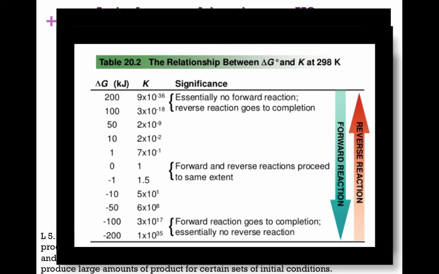Where if you're the opposite and delta G is very, very negative, it's very spontaneous, K is very big, basically you have your forward reaction going to completion. You have basically all products at equilibrium and really no reverse. If delta G is 0 and K is 1, those are your equilibrium conditions.